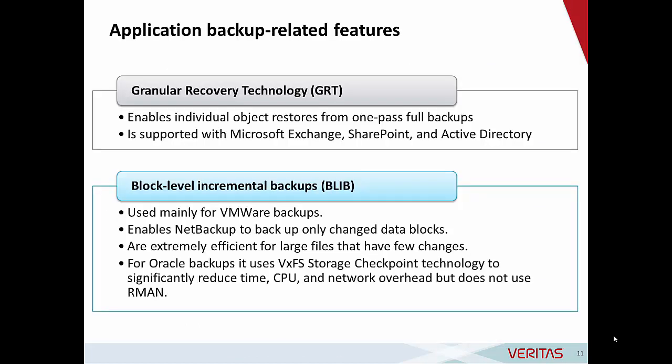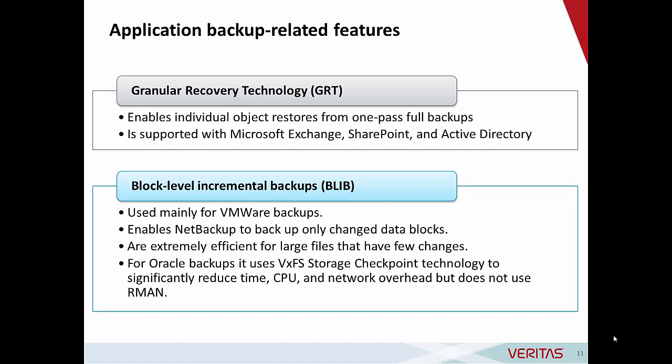There are some features in NetBackup that work with specific application agents to provide for enhanced backup and/or recovery. Granular Restore Technology, or GRT, is supported with Exchange, SharePoint, and Active Directory, and that is the ability to do a single pass backup of an object, such as a Microsoft Exchange information store, and still be able to extract individual items from it. So in the example of Microsoft Exchange, back up the information store in a single pass. I have the whole DB, it's good for disaster recovery, but I can use GRT to extract individual mailboxes or even individual emails from it.